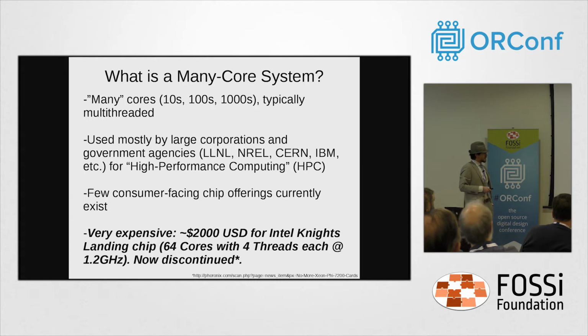Currently, there are very few consumer-facing chip offerings, and the ones that have existed are very expensive. Intel Knights Landing has a chip. It's roughly $2,000 United States dollars. It's 64 cores with 4 threads each at 1.2 gigahertz. But recently, they just pulled it off the market. So now there's a bit of a gap. I also put the link to the article in case people want to take a look at that.